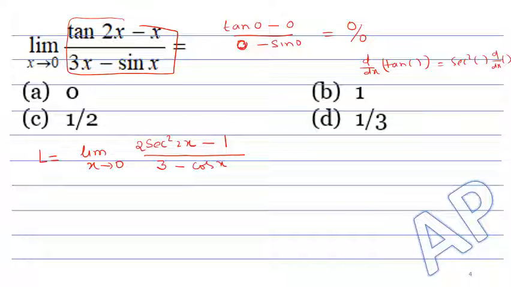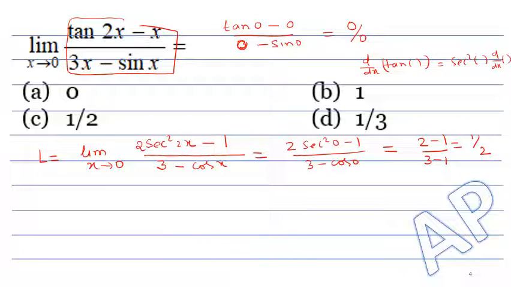As x approaches 0, that is when you apply the limit, you will get 2 secant square 0 minus 1 divided by 3 minus cos 0, which is equal to 2 minus 1, because secant 0 is 1 and cos 0 is 1. So I have 2 minus 1 by 3 minus 1, which is 1 by 2. So option C is the correct choice.